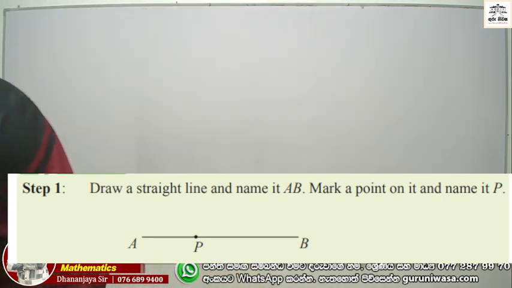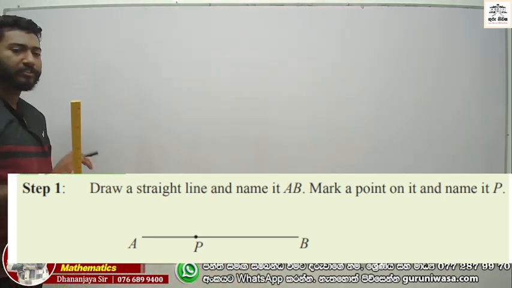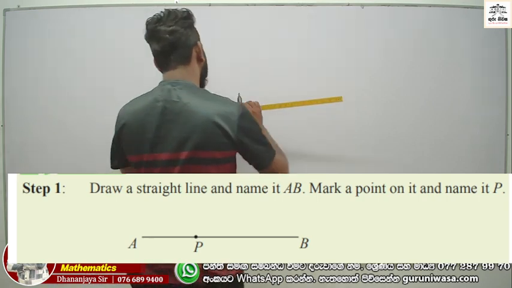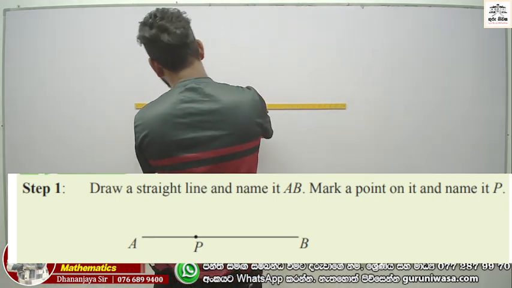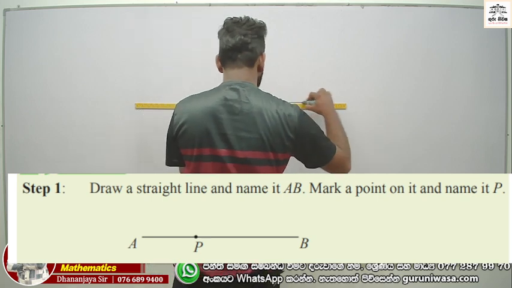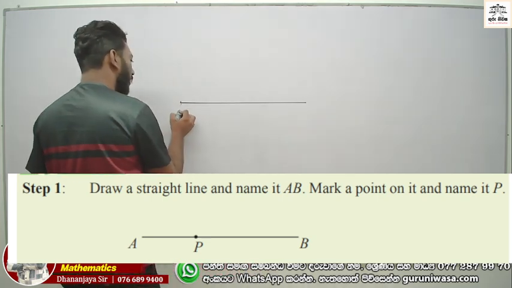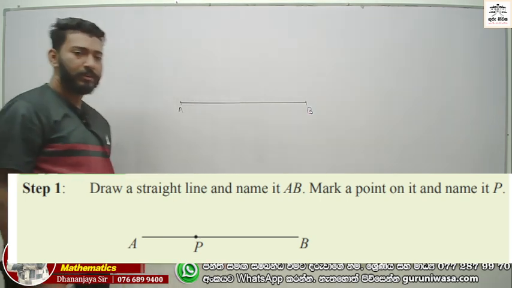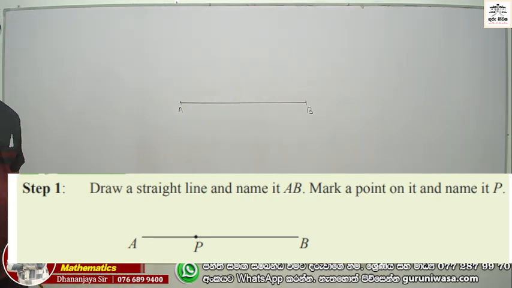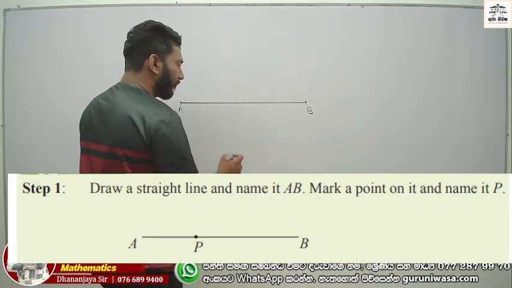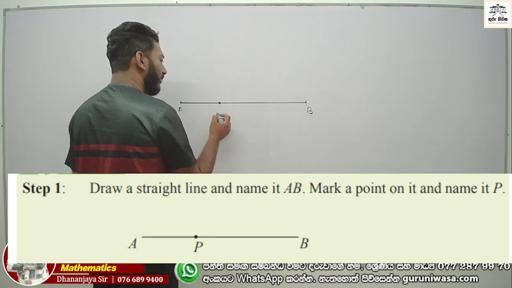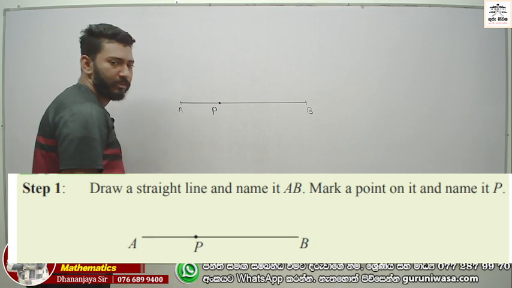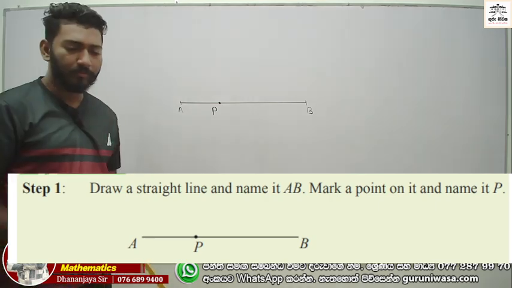Step number 1. Draw the straight line and mark it as AB. Mark as AB. Now mark a point on it and name it P. Now this one I'm going to mark as P. Okay. Now next step.